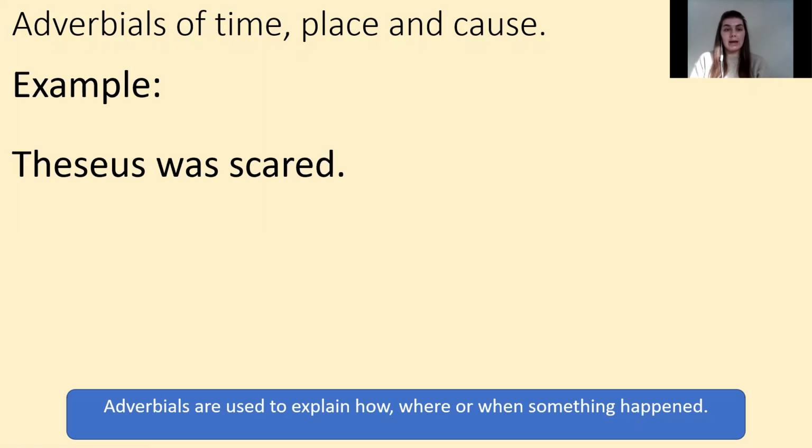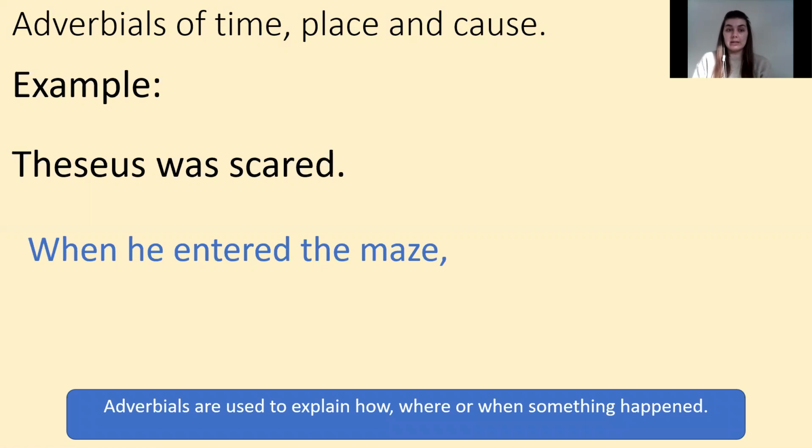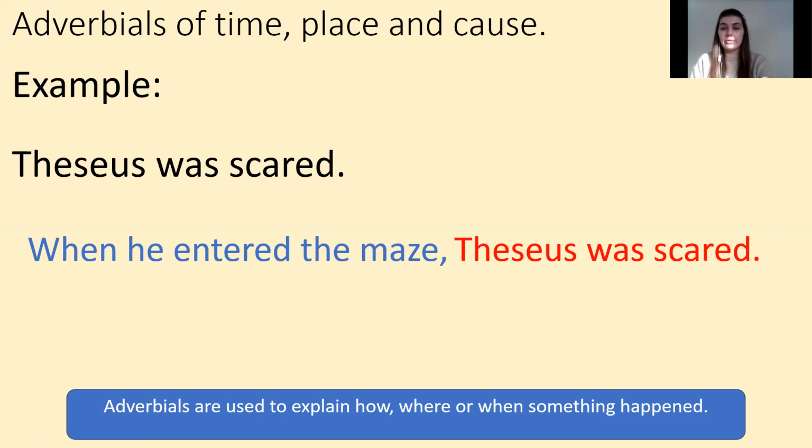For example, I have this sentence here, Theseus was scared. This is an independent clause, it makes sense on its own. However, I could add in a bit of extra detail for my reader using an adverbial. I might write something like this. When he entered the maze, Theseus was scared. Notice that I've used a comma to separate my independent clause here from my dependent clause.